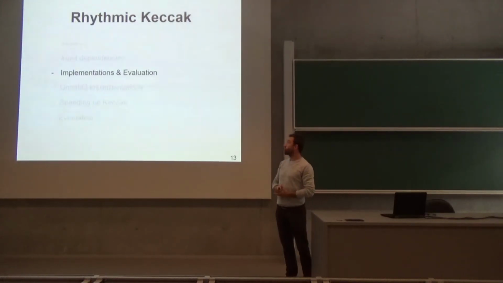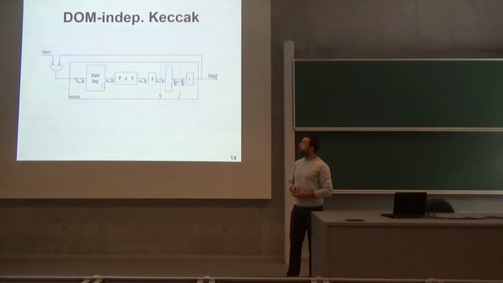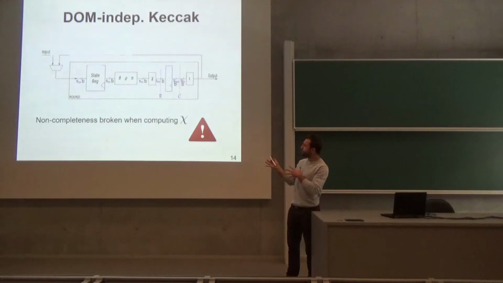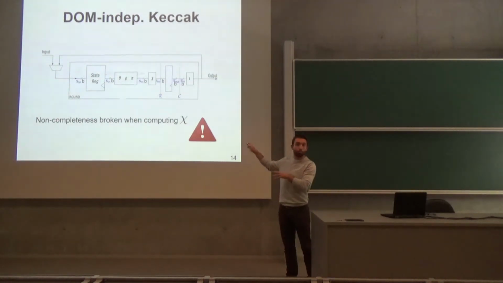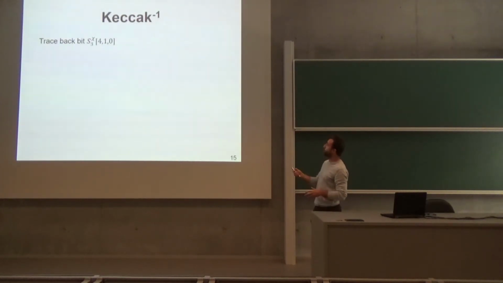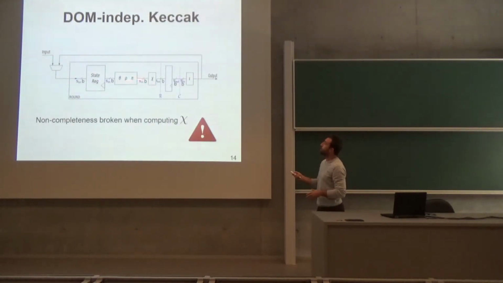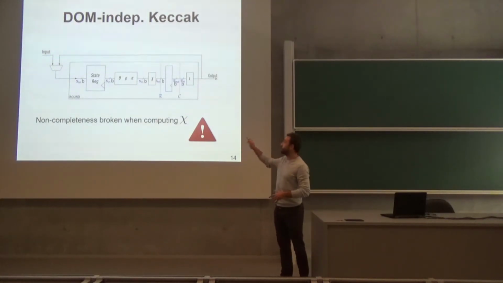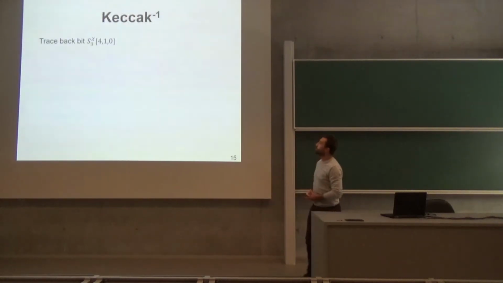So now I show you how we found it. This is the implementation of this DOM sharing scheme, where we see how all permutations are calculated one after another. Here we see the refreshing layer, the register, and the compression layer. But there is a non-completeness failure in chi. How does this failure come about? How is this produced?